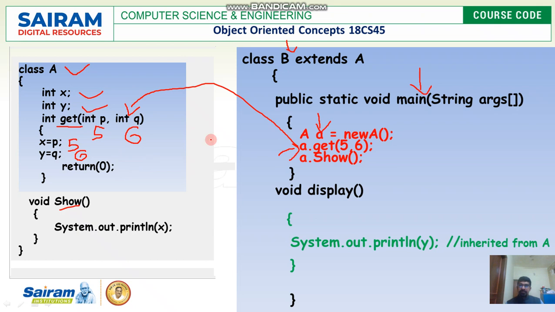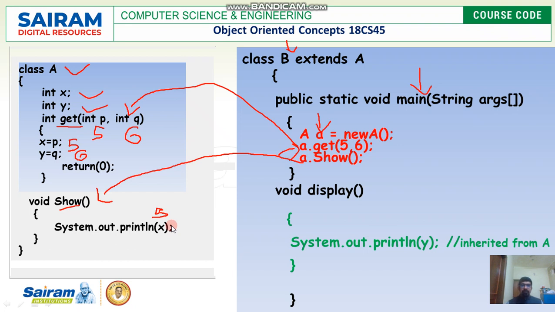So this is about the first method. Now look at the second method, called show. How do we invoke it? Again, using the same object, we call the second method in the superclass. This prints the value of x, and x is 5. So when I run this program, I get the output as the value of x, which is 5.